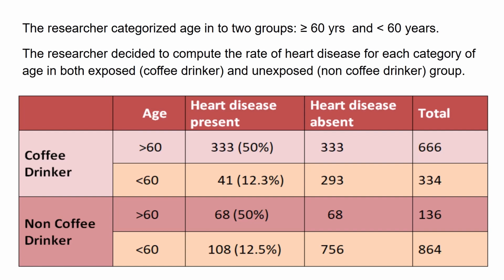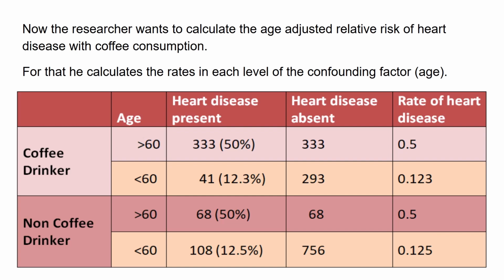Now the rate of heart disease is different when categorized by age. In both coffee drinkers and non-drinkers, risk of heart disease in people above age 60 is 50%. Now the researcher wants to calculate the age-adjusted relative risk of heart disease with coffee consumption. For that, he calculates the rate in each level of the confounding factor. We see that rate is computed for both categories of age for both exposed and unexposed group.